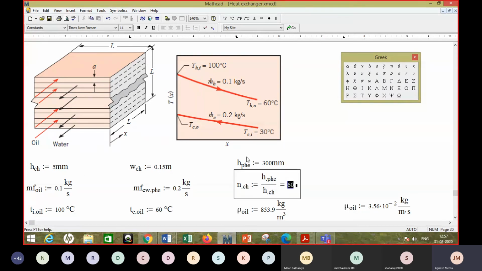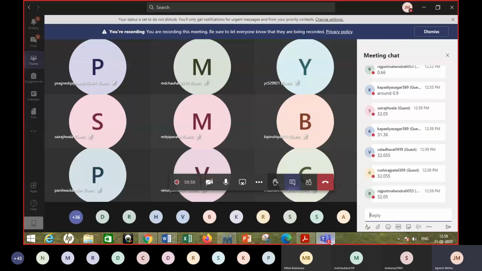If you change the height of the channel, let's say from 5 millimeters to 3 millimeters, then the number of channels would change. You would change it to 100, right? So the total height we have kept fixed, but the height of the channel you might be able to vary. Okay, so the number of channels is 60, right? And then the properties and the parameters are listed down. So we'll be solving that example in the next class.